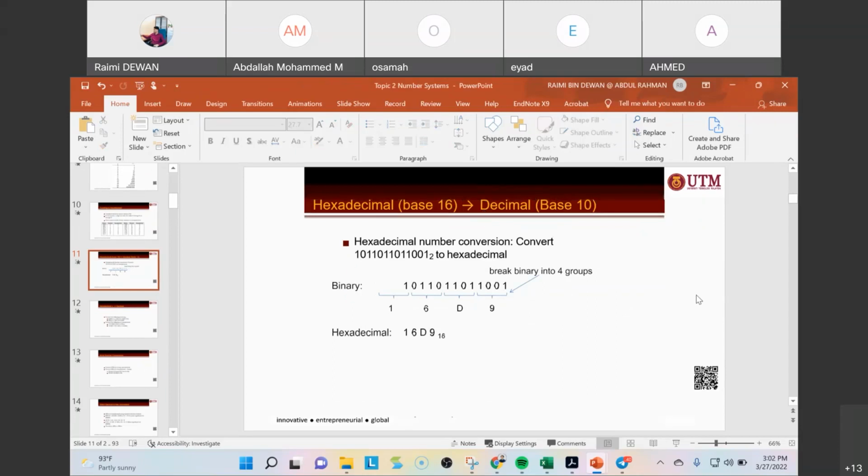Okay, and again, I remind you, base 10 doesn't always need the base number written. But for you, you need to put it, if the question wants to trick you.